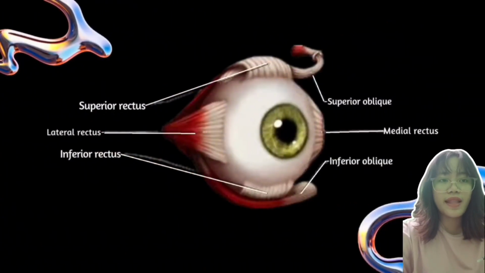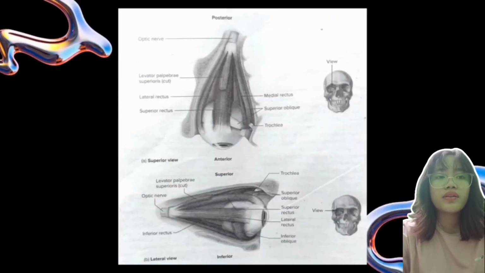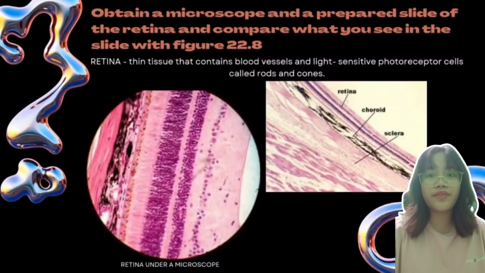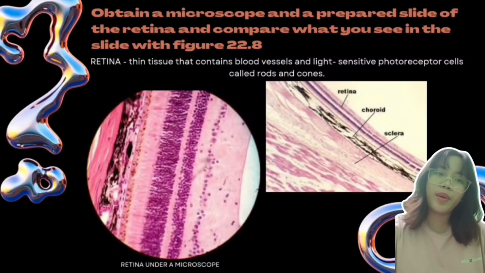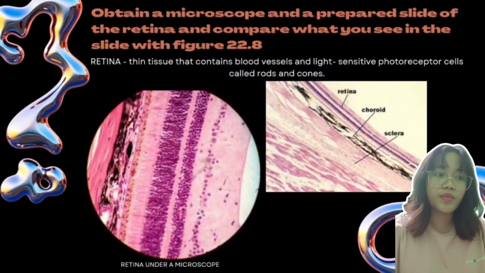The following two slides show the location of these muscles in the eye. When comparing the first model shown to the figure found in the manual, the muscles' locations are just the same. In the next activity, we were to observe a prepared slide of the retina and compare what we saw in the slide with figure 22.8.